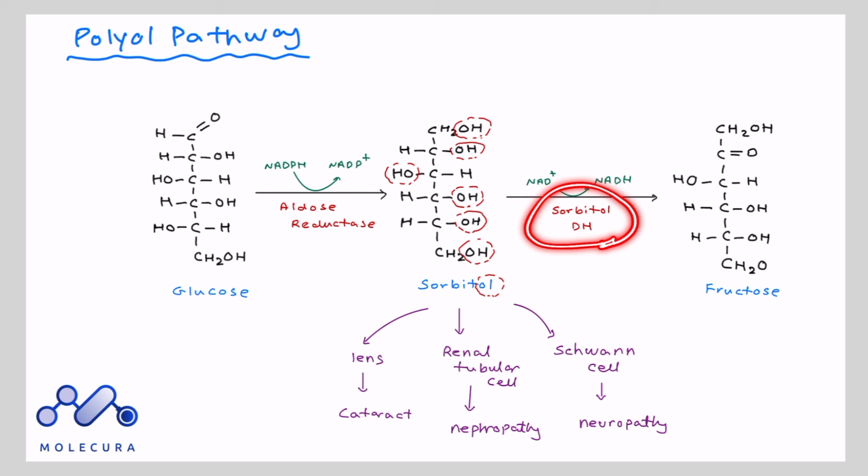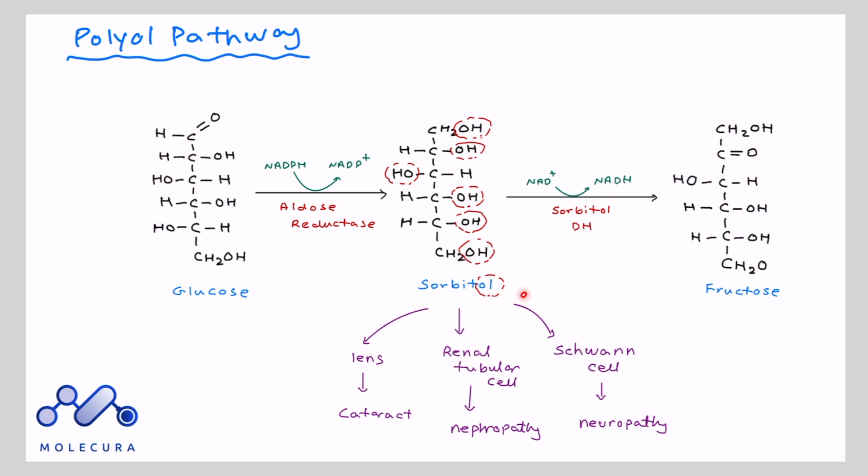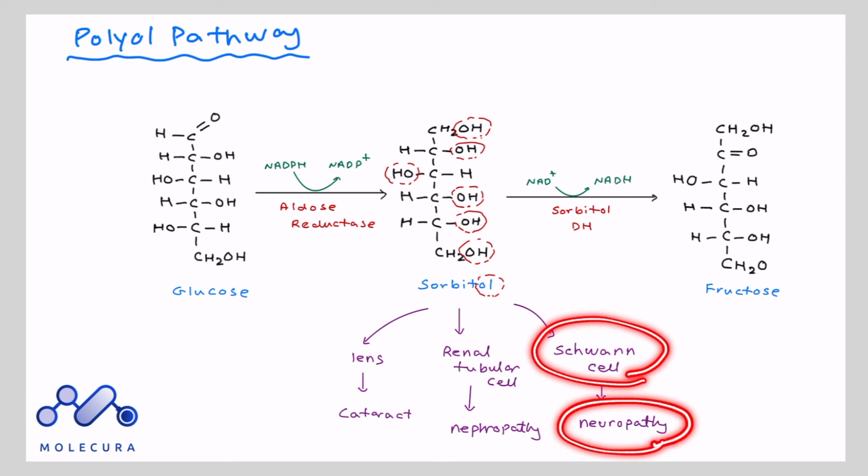Under normal condition, nothing will happen to them. But under conditions in which glucose is high, such as diabetes, this reaction is going to happen more. You're going to have more sorbitol, but this reaction is not happening as much because sorbitol dehydrogenase is less in those tissues. So the accumulation of sorbitol will cause osmotic damage to the lens, will result in cataract, in renal tubular cells, will result in nephropathy, and in Schwann cells, which will result in neuropathy.